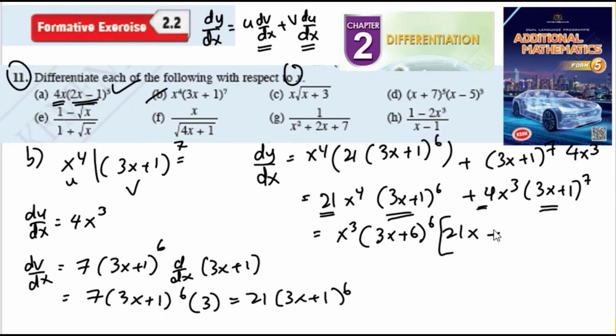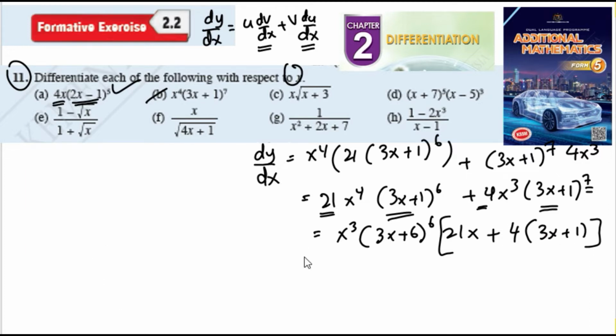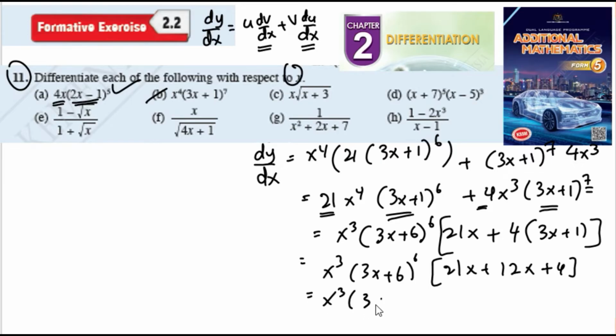Okay, and then this one plus, so for x cubed, you take out x cubed, so you are left with 4, and this one, power of 7, when you take out power of 6, you are left with power of 1. So here you get x cubed (3x plus 6) to the power of 6. So here when you expand (21x plus 4 times 3x), you get 12x, 4 times 1, you get 4. So x cubed (3x plus 6) to the power of 6. So 21 plus 12, you get 33x and then plus 4.